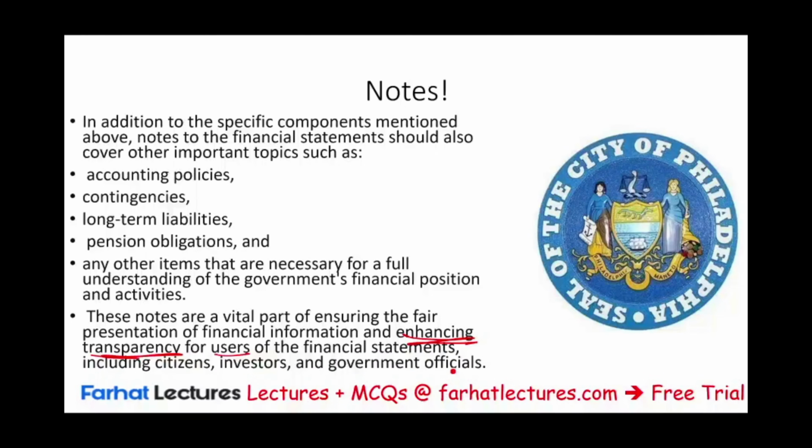Transparency for the users of the financial statements, including citizens, investors, who are really creditors, and government officials as well. I'm going to go to the annual report of the City of Philadelphia. I'm going to attach the PDF to the lesson. You can look at it, and I'll show you what's included in an actual annual comprehensive financial report.